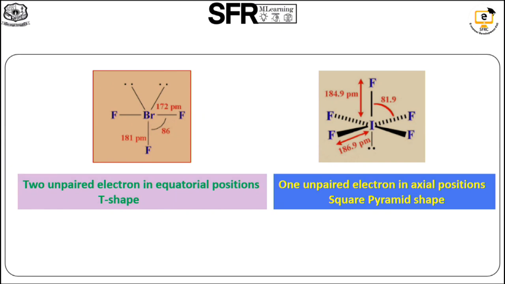In addition to the structures we discussed above, there are some other compounds. BrF5 has two lone pairs of electrons. We already saw the structure of IF7, which has no lone pair.